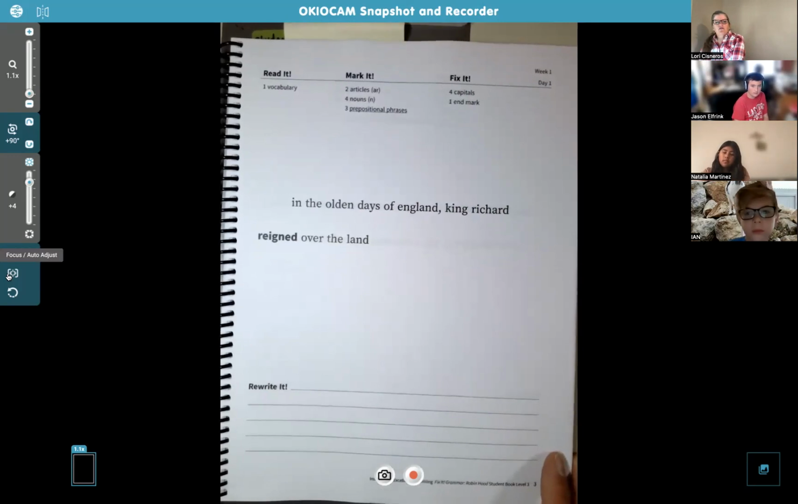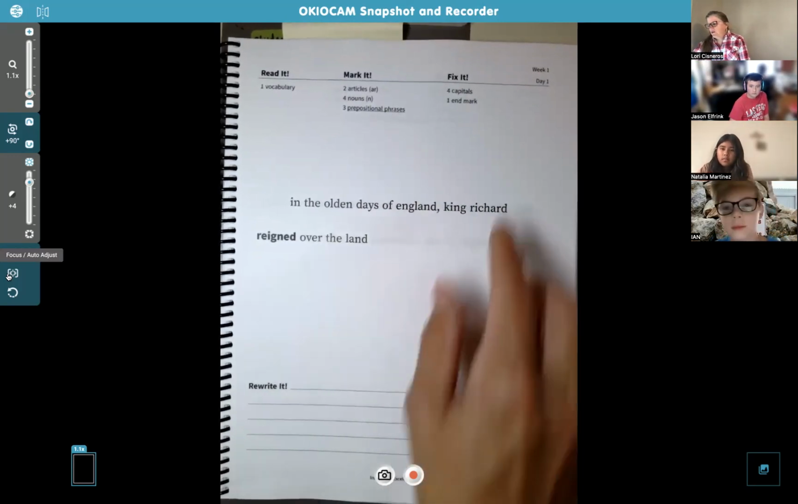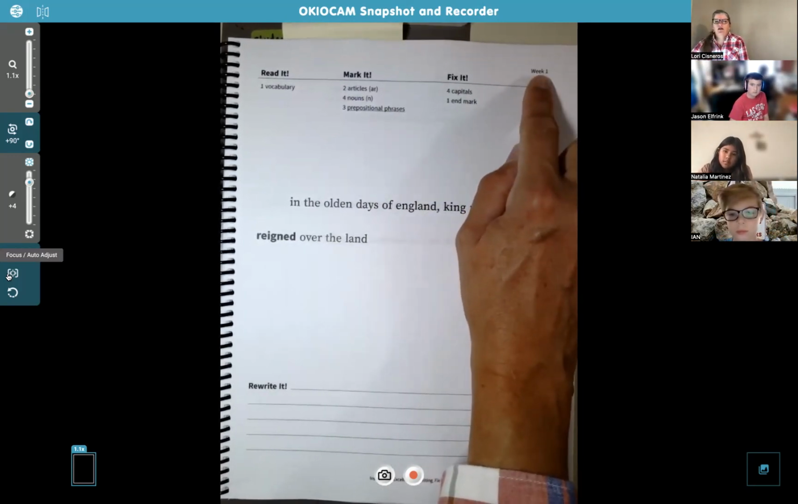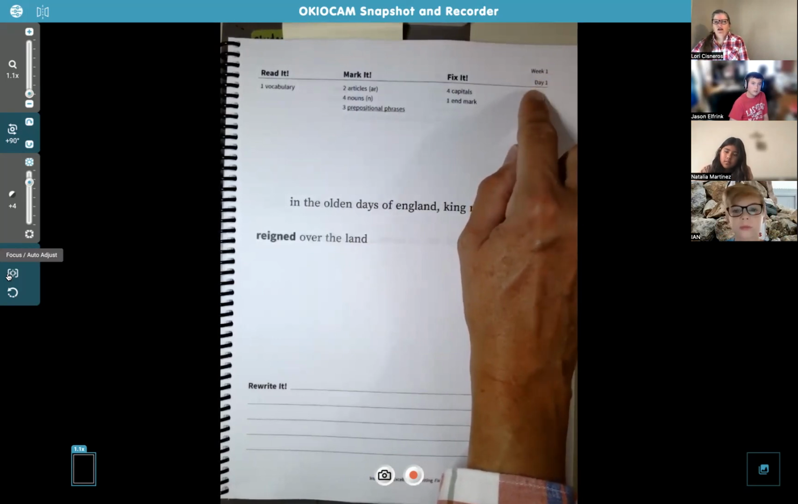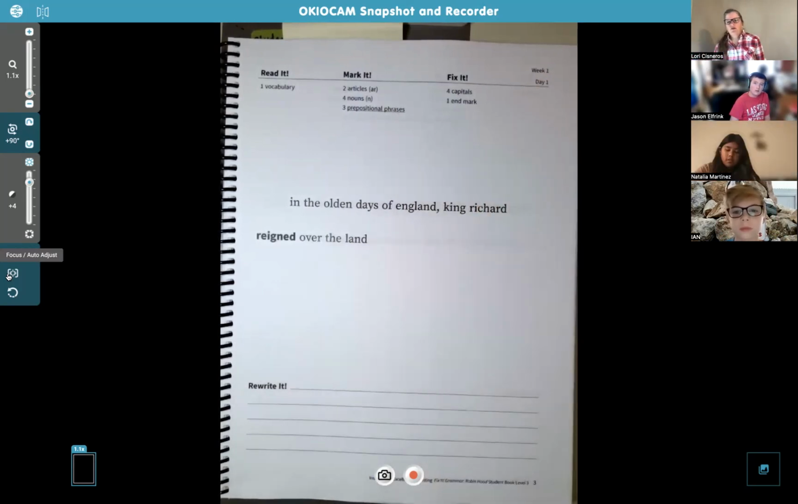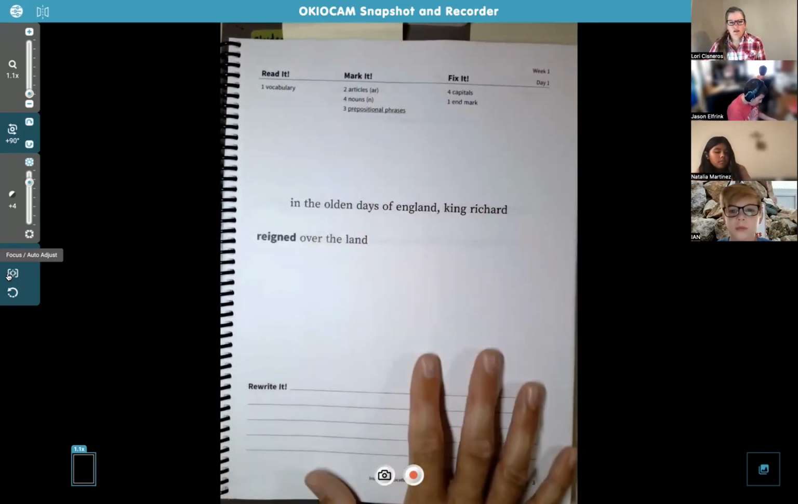This is the first page of the week. You'll see up here on the top right, week 1, day 1. We always do that one in class together. This is page 3. And then your homework for this week will be day 2, day 3, and day 4. But we'll talk about that again in a minute. Let's just focus on this page for now.